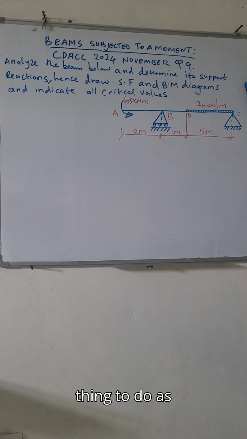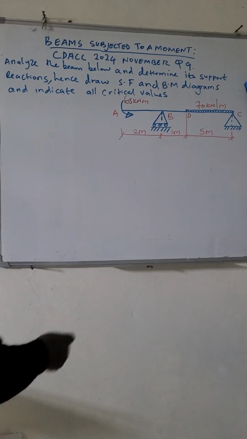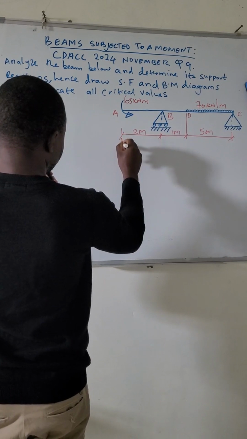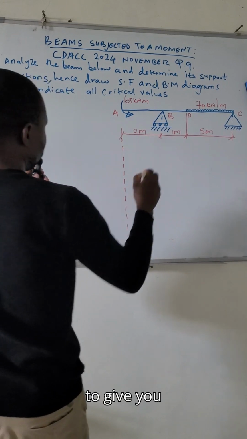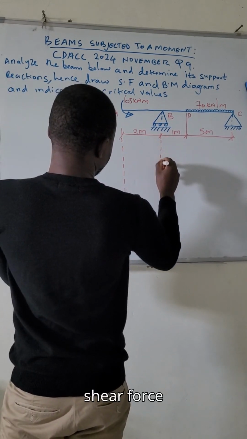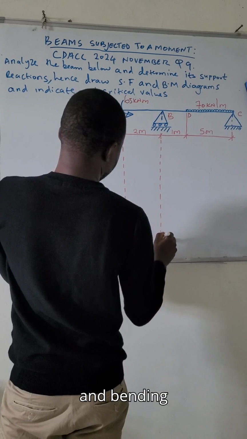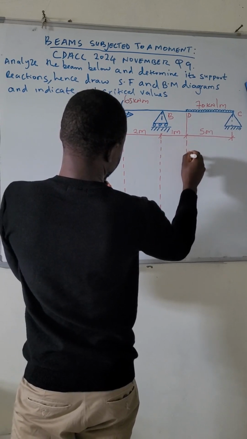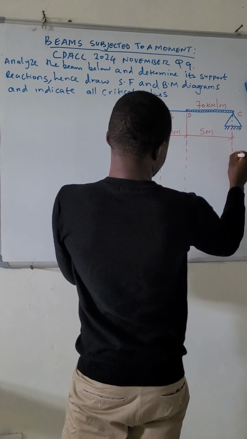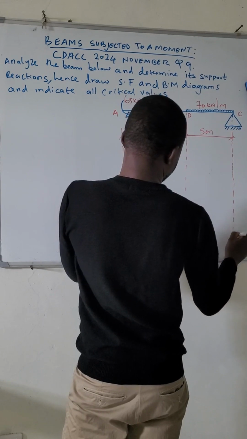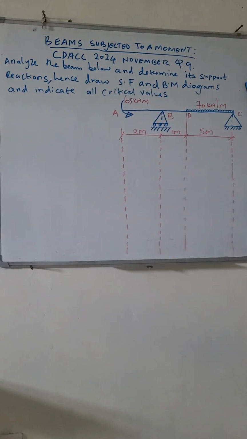So the first thing to do, as usual, is to extend this line to give you space to draw the shear force and the bending moment diagrams, like that. And then, after that, the next thing is to start calculating the reactions.